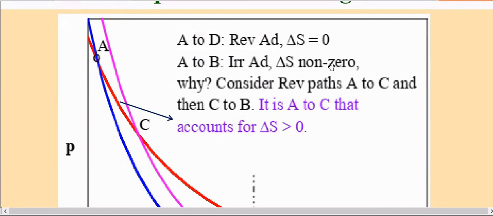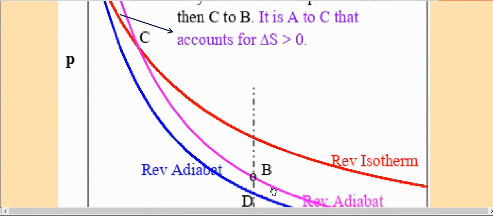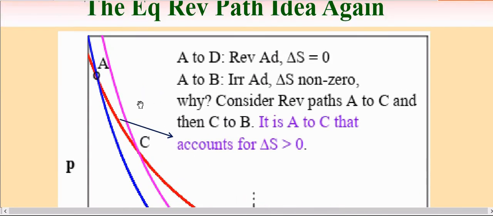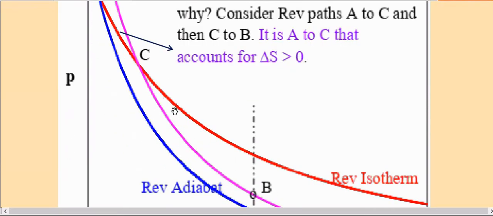A to B is an irreversible adiabat. Whenever you try to go from A to D via a reversible adiabat, but you go irreversibly, you do basically less work. So naturally, as we have seen, the temperature increases, the pressure will also increase, so it stands at B. So now the idea is to draw a reversible adiabat through B that actually crosses the isotherm at some point. So the idea is that you consider reversible paths A to C and then C to B.